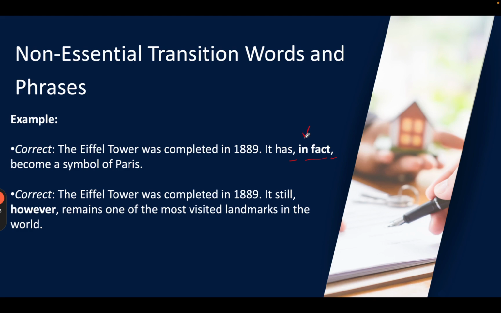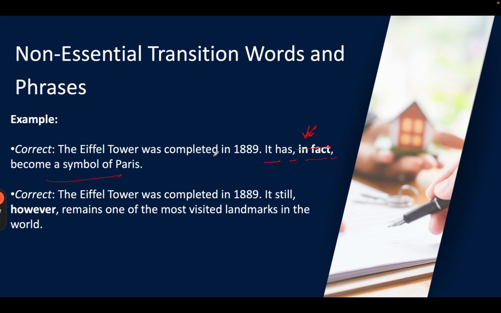Now, because this particular transition word is given in between two commas, let me try and remove this and see if the sentence is still making grammatical sense. Now, what I'm left with is: it has become a symbol of Paris. This is what I have, and it makes complete sense. Right? Saying that it has become a symbol of Paris is a grammatically correct sentence, which means that this transition word is correctly placed in between two commas.